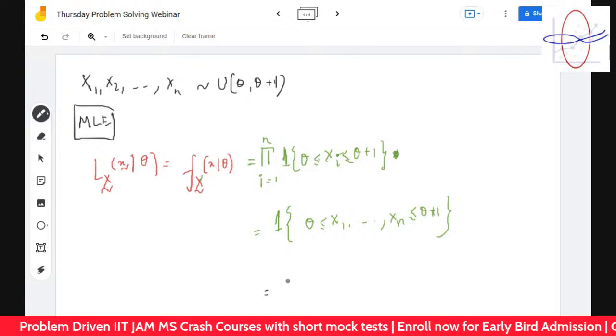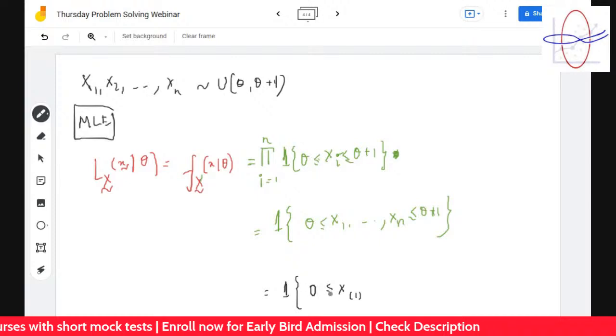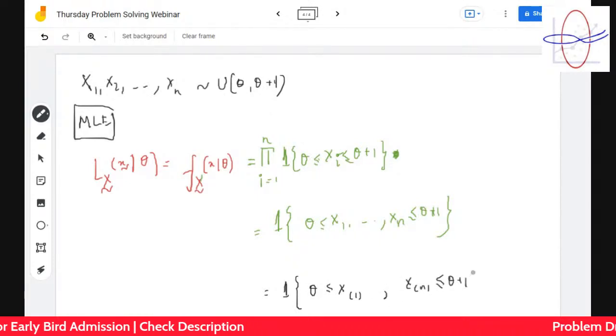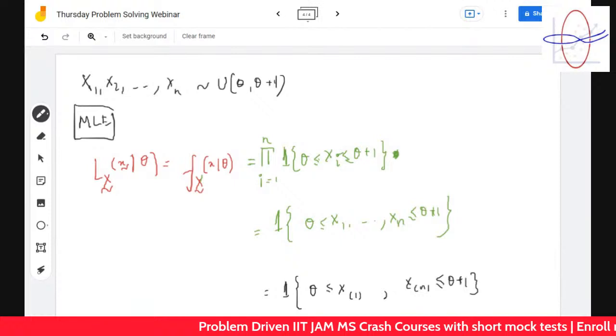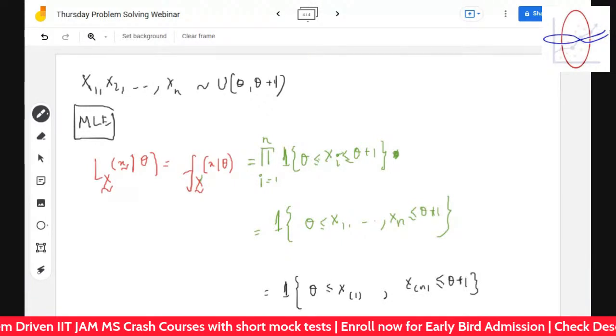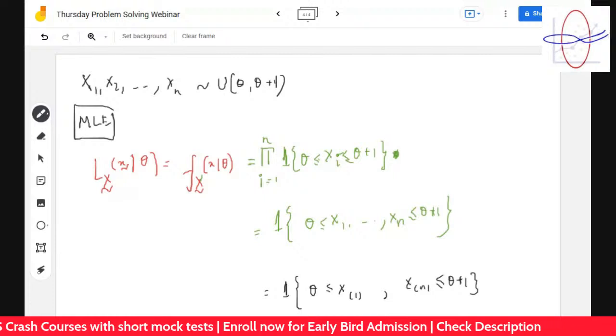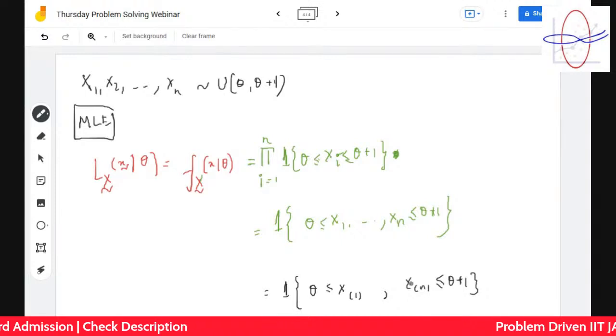Let's find out that we have one condition over here: the minimum order statistic must be greater than or equal to theta. Also, we have another condition that the maximum order statistic is less than or equal to theta plus 1. Like if a set of numbers has some maximum and minimum, it's the same as saying its minimum is greater than or equal to that minimum, and the maximum is less than or equal to that maximum. It automatically implies this. Okay, it's an if and only if condition.